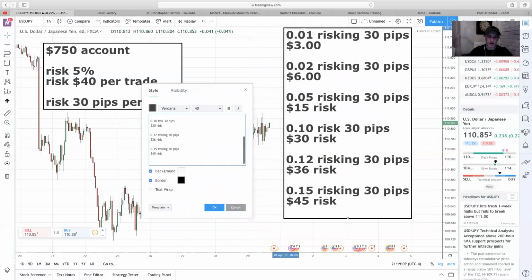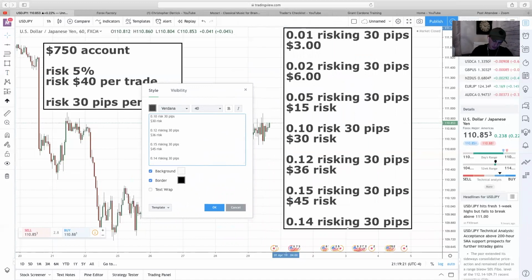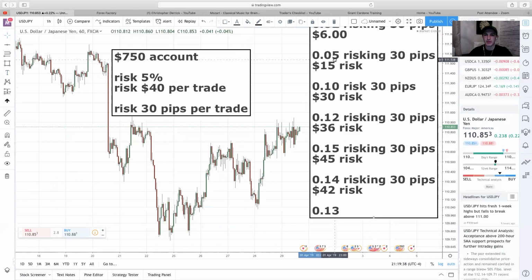So let's cut it right in between and do a 14-cent lot size, risking that 30 pips. That's $1.40 times 30, which is $42. So now our risk would be $42. Still too big. So let's continue. It's looking like a 13-cent lot size is going to be the winner.